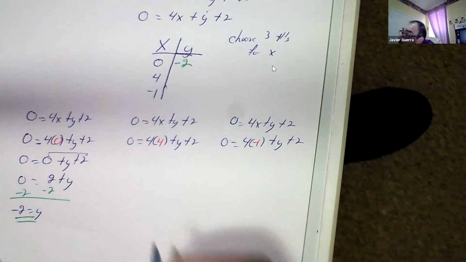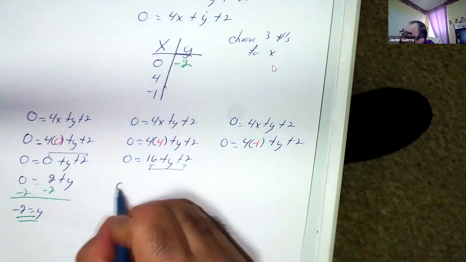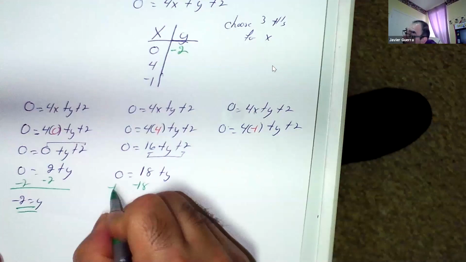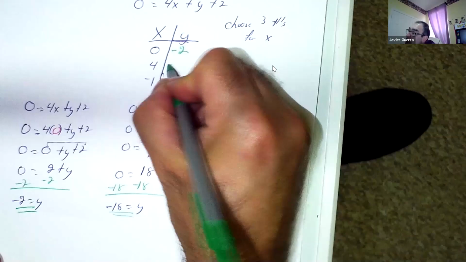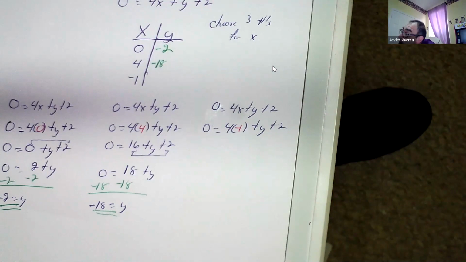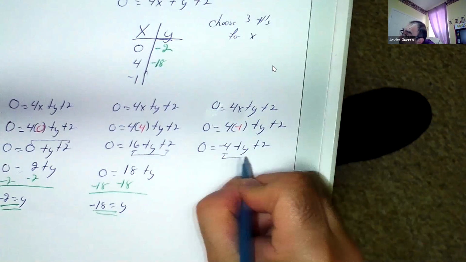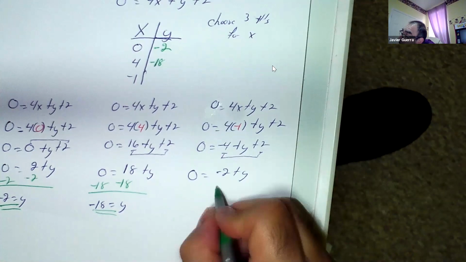0 equals 16 plus y plus 2. I'm going to combine these two terms. That's 18 plus y. Subtract 18. Negative 18. The last one, negative 4 plus y plus 2. I can group these two. Negative 2 plus y is equal to 1.